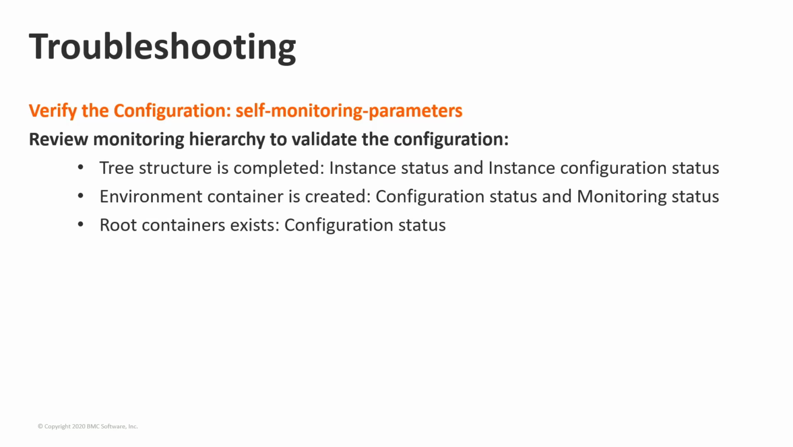You can find the attributes at different levels in the discovery hierarchy tree depending on the nature of the problem. If the structure is completed, you will look at the instance status and instance configuration status under the instance monitor. If no instance is discovered, you will look at the configuration status and monitoring status attributes under the environment monitor. And if only the root container exists, you will look at the configuration status attribute under the Oracle monitor. Let's get deeper on this with some examples.